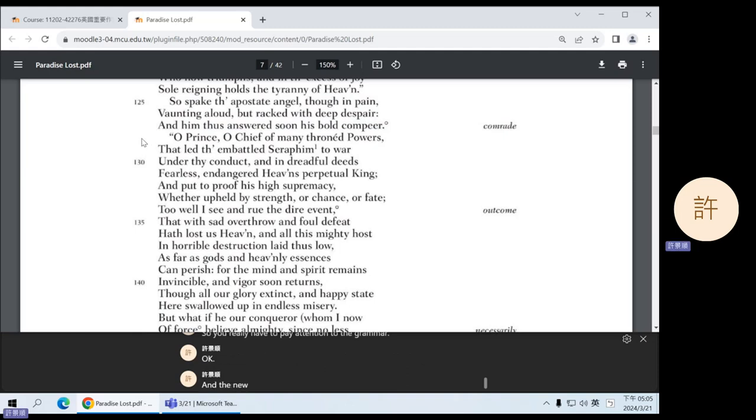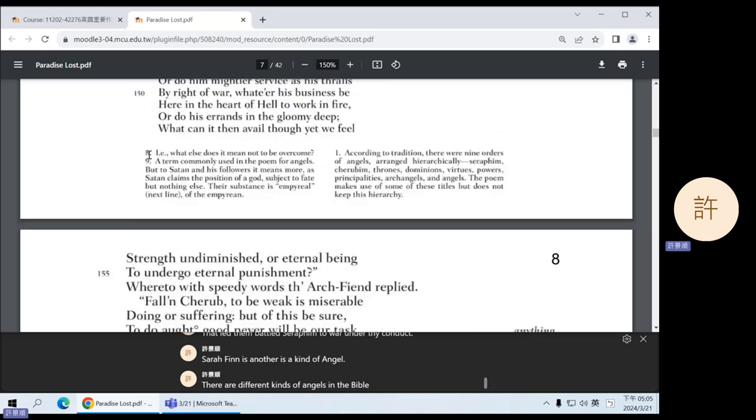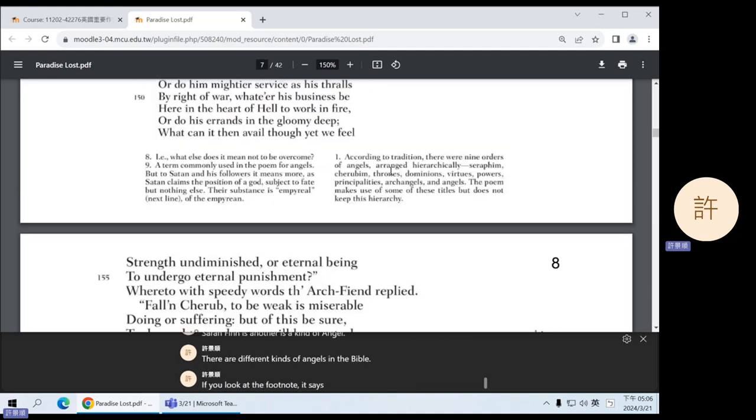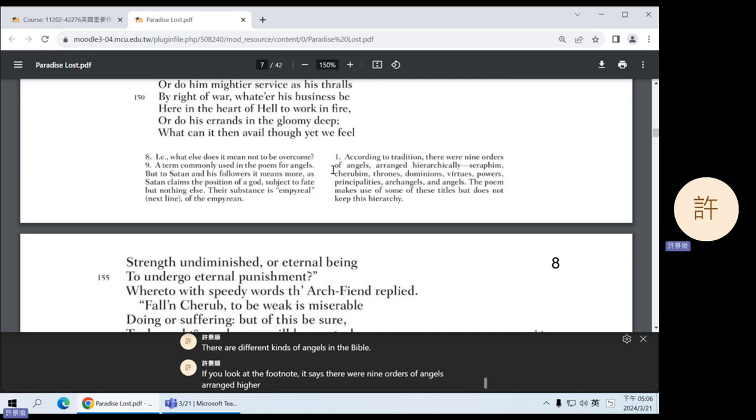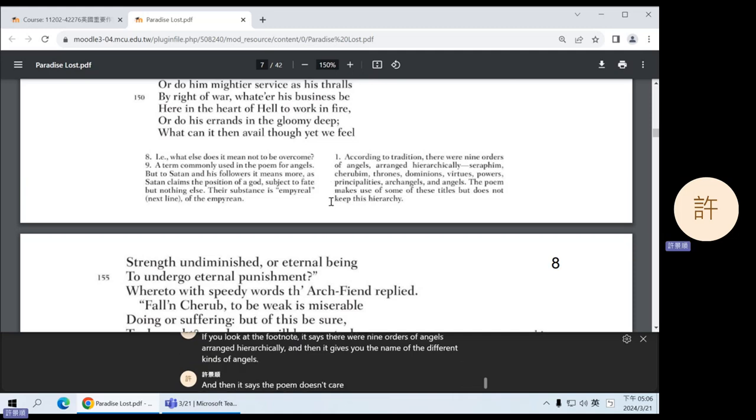Okay, and the new angel. O prince, he's talking about Satan. O chief of many throned powers. Again, power means angel. That led the embattled seraphim to war under thy conduct. Seraphim is a kind of angel. There are different kinds of angels in the Bible. If you look at the footnote, it says there were nine orders of angels arranged hierarchically, and then it gives you the names of the different kinds of angels. And then it says the poem doesn't care about the different levels. It's just different names for angels.